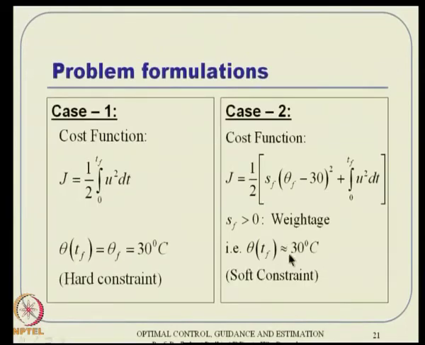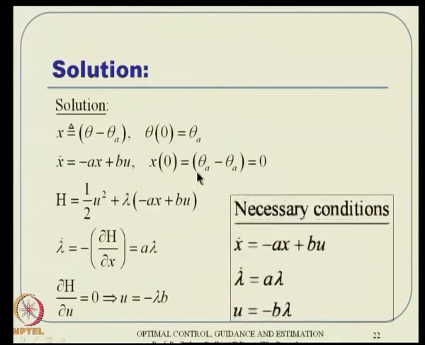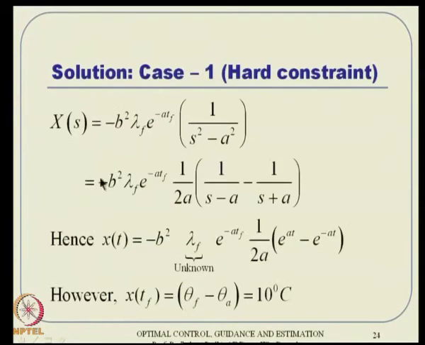Now, you will be able to meet your final hard constraint, and the hard constraint happens to be this guy, right. This hard constraint in the state space form, in whatever state we have defined, theta minus theta a, turns out to be 10 actually. So, x of t f is now available in closed form, but lambda f is unknown, remember that. So, that you have to solve.